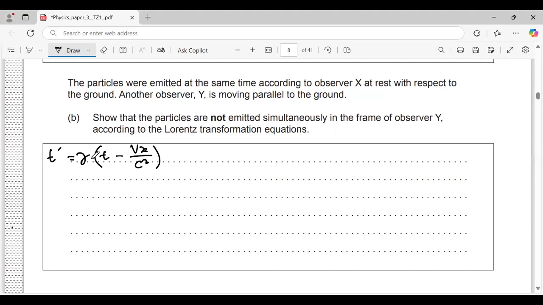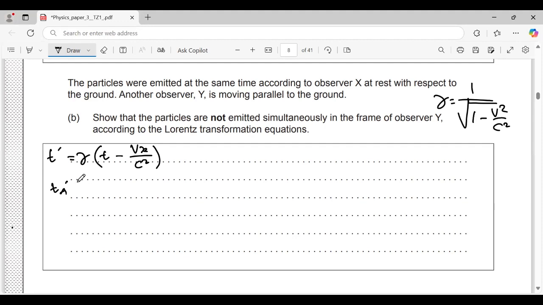And what else? Oh, gamma. Gamma is the Lorentz factor. The Lorentz factor is this one: gamma equals 1 over the square root of 1 minus v squared over c squared. While c is the speed of light, right? So for observer Y, the time of emission is calculated according to the rule like this, t prime.